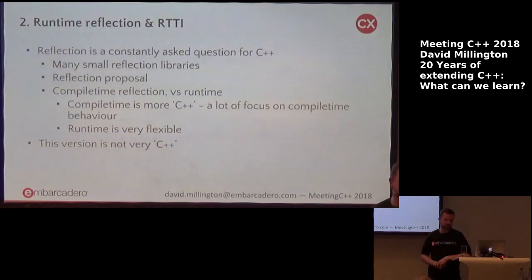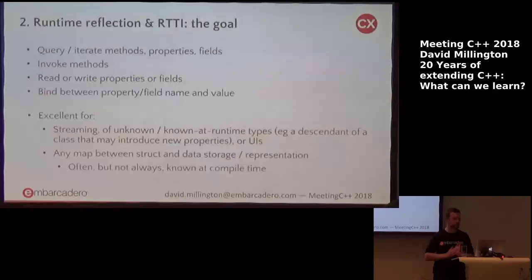Now, I want to differentiate as well between what you would call compile time reflection versus runtime. With compile time, something can be evaluated by the compiler at the time that you actually compile the code, which is very C++. Runtime behavior can be more flexible, and this is a runtime RTTI implementation. In that sense, this version is not very C++ in that it's not something the compiler evaluates and solves at compile time, although I do think the added flexibility is very, very useful. And I'll get into some of that in the next couple of slides.